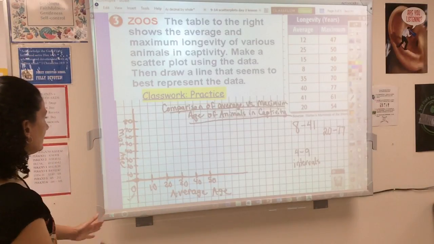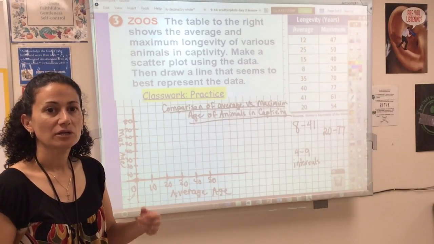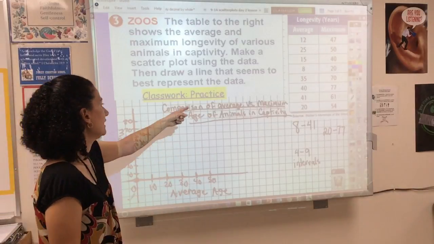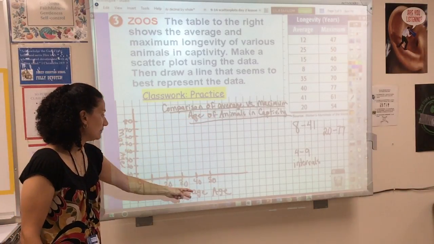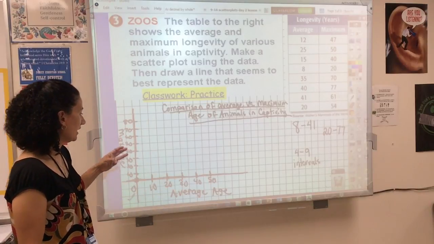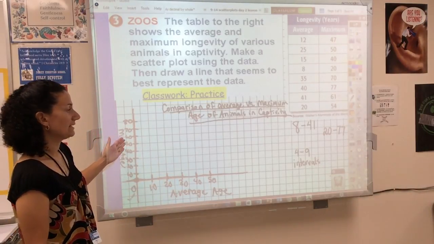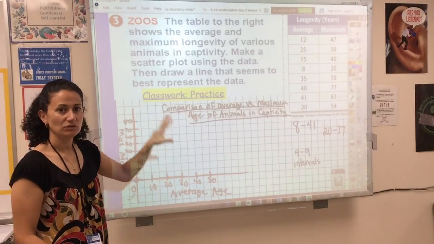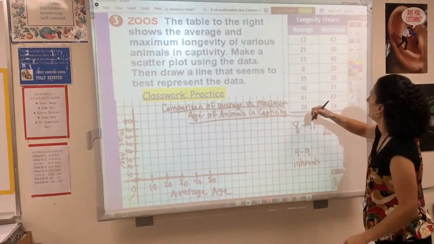Okay, all right, now I'm ready to put the dots in, which is a pretty easy final step. Notice what I have so far. Got a title. I've got label on the X, label on the Y. I've got my intervals on the X and my intervals on the Y. Now I'm ready to put in my dots. Make sure you have all these parts. So now I'm going to put in the data.